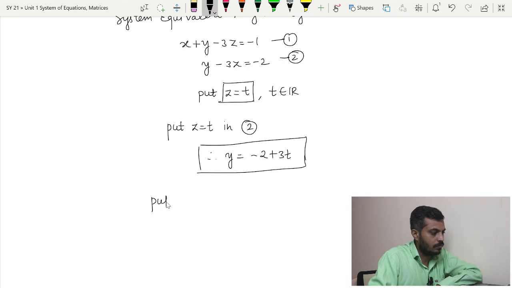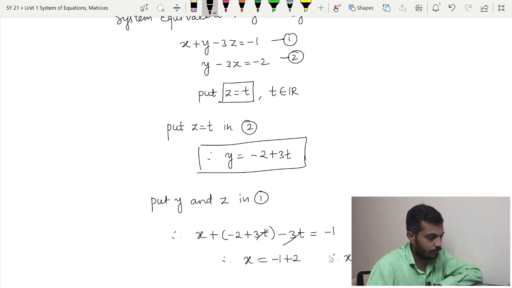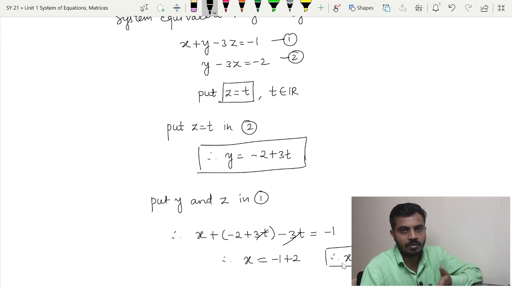So I will put y and z in 1. Therefore x plus (minus 2 plus 3t) minus 3 times z, which is t, is equal to minus 1. Therefore, this 3t and 3t will get cancelled out. So I will be left with x minus 2 is equal to minus 1. So x is equal to minus 1 plus 2, and therefore x is equal to 1. So we got the value of x as well.